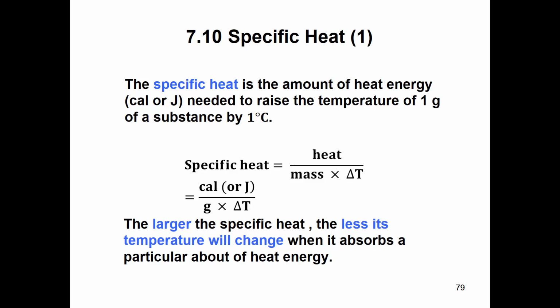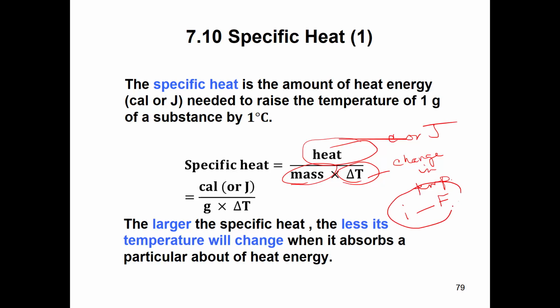by 1 degree C. And so specific heat is the heat that we add in calories or joules divided by the mass in grams times delta T. And if you recall, delta T means what? Change in temperature. So you'd have an initial temperature and a final temperature, and the difference between those is going to be your delta T.